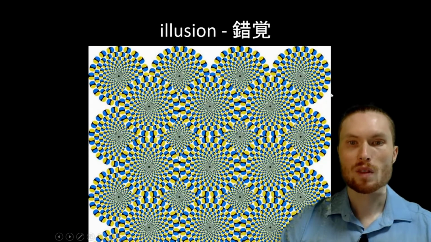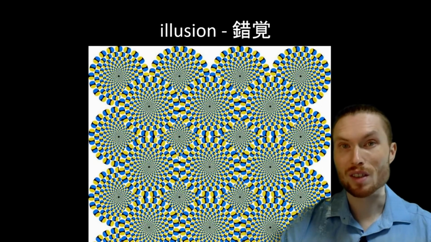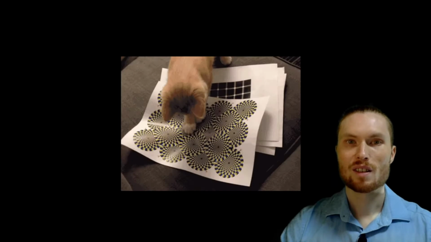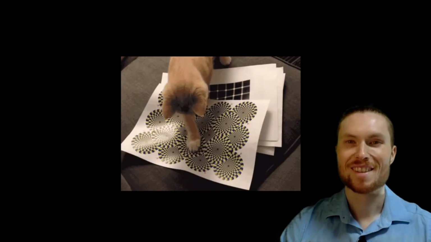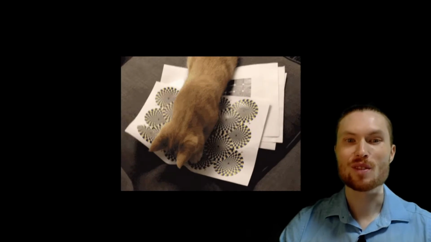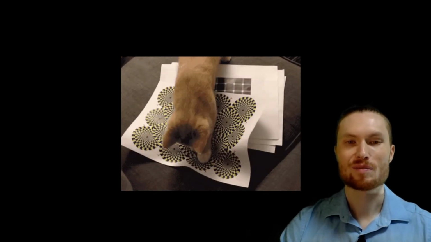Illusion. So an illusion is something you see, but it's not really there. For example, this picture is not moving. It looks like it's moving, but that's an illusion. It's not really moving. However, it's a very strong illusion. So even this cat is confused by the illusion.